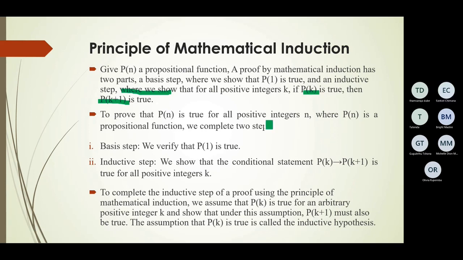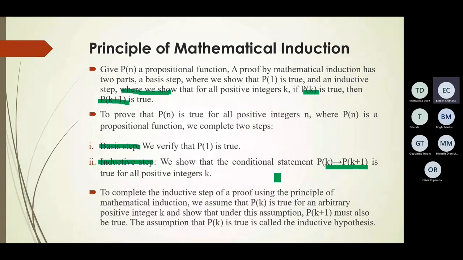So to prove that P of n is true for all positive integers n, where P of n is a propositional function, we complete two steps. The basis step: we verify that P of 1 is true. And then the inductive step: we show that the conditional statement P of k implies P of k plus 1 is true for all positive integers k.